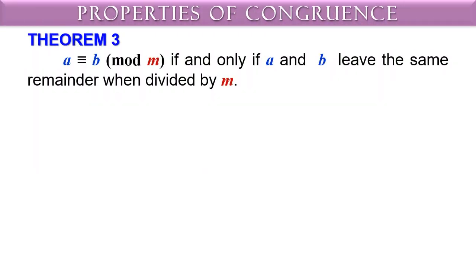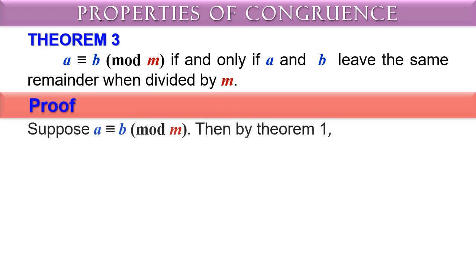Theorem 3 states that a is congruent to b mod m if and only if a and b leave the same remainder when divided by m. To prove this, suppose that a is congruent to b mod m. Then by Theorem 1, we say that a is equal to b plus k times m for some integer k.